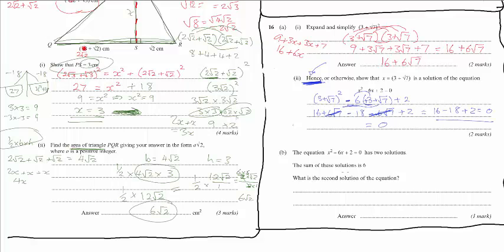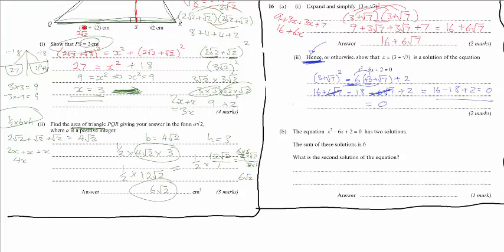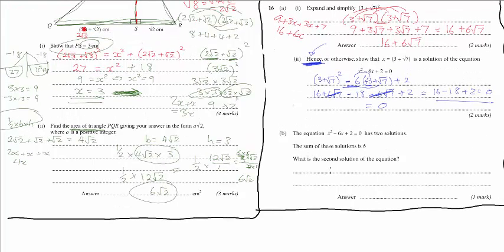It does work for that. So it's really about understanding the question, assuming you think you know what to do. So like this one. This equation, which is this equation here, has 2 solutions. The sum of these solutions is 6. What is the second solution of the equation?